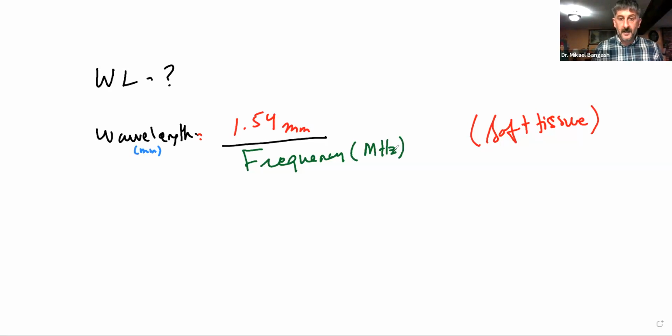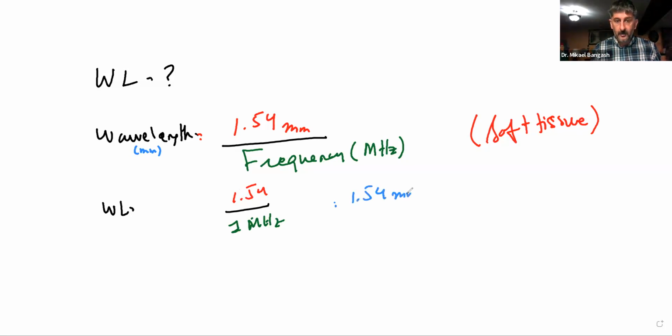Clear? So if the frequency of the transducer was 1 megahertz, then your wavelength is 1.54 divided by 1, which is nothing else but just 1.54 millimeters. Did that make sense?